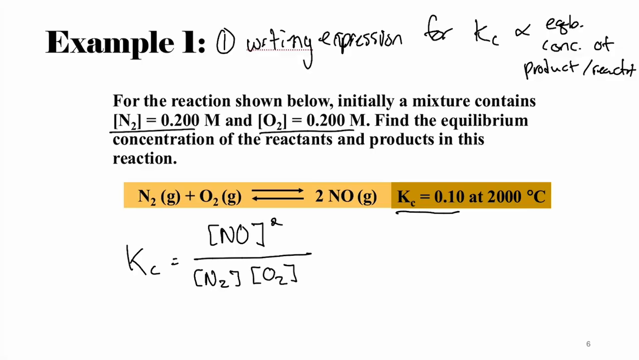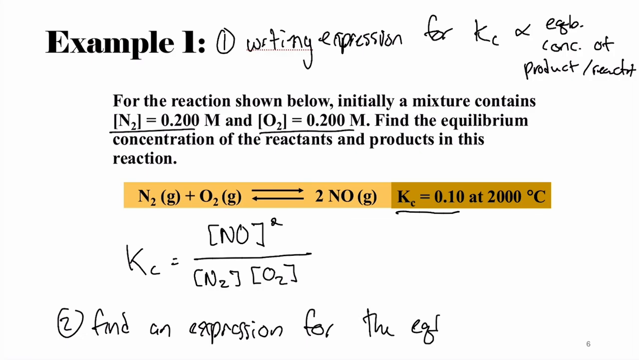Everything's in the gas phase, so this is homogeneous equilibrium. Every term is included in our equilibrium constant, right? And we know that this value Kc is given to us, and we know that each of these concentrations represents the equilibrium concentrations here. So the next thing we need to do is find an expression for the equilibrium concentrations, right? Because what are we given?